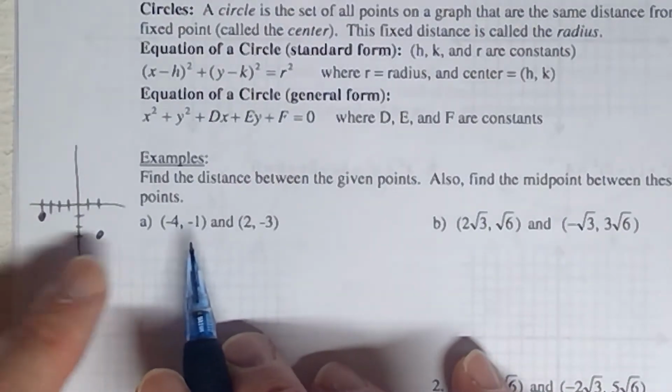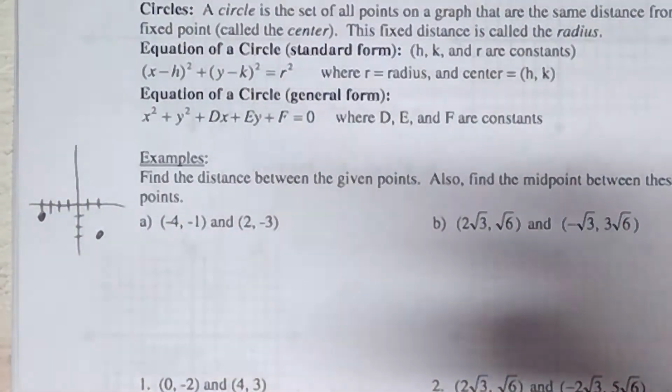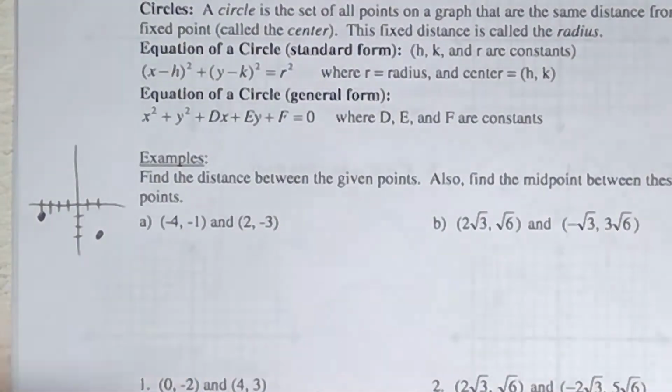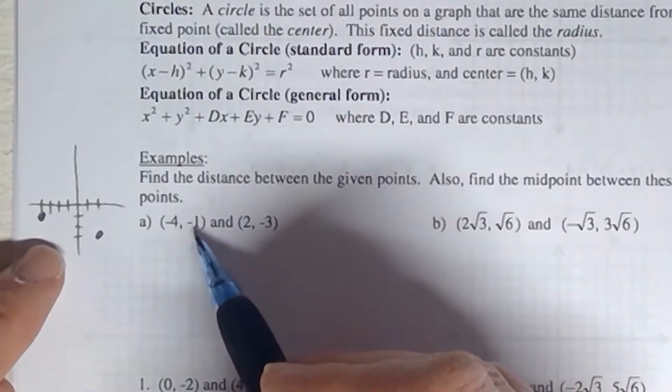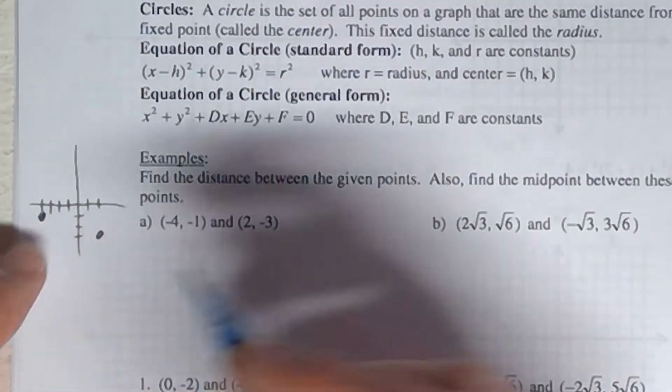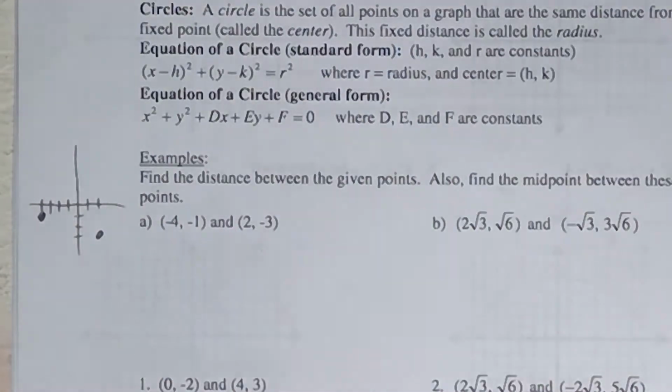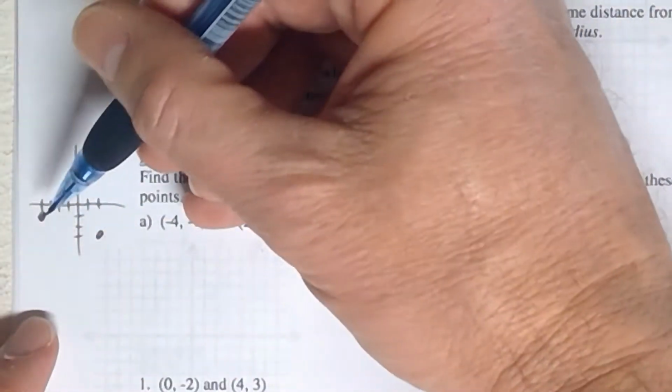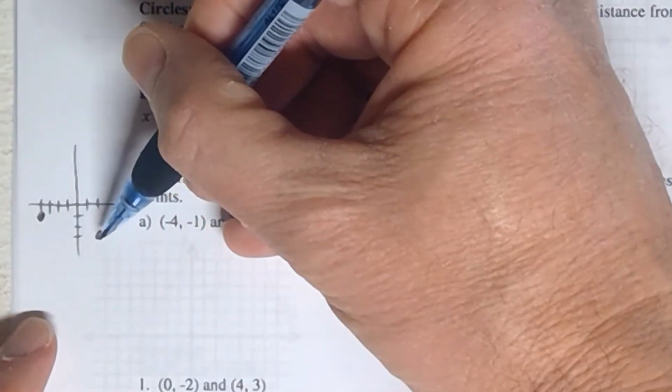And I actually put them on this. You don't have to draw this over here. I'm just giving you a visual of what's going on here. I put these 2 points on the graph, and it says find the distance between those 2 points. So in other words, what's the distance between these 2 things?